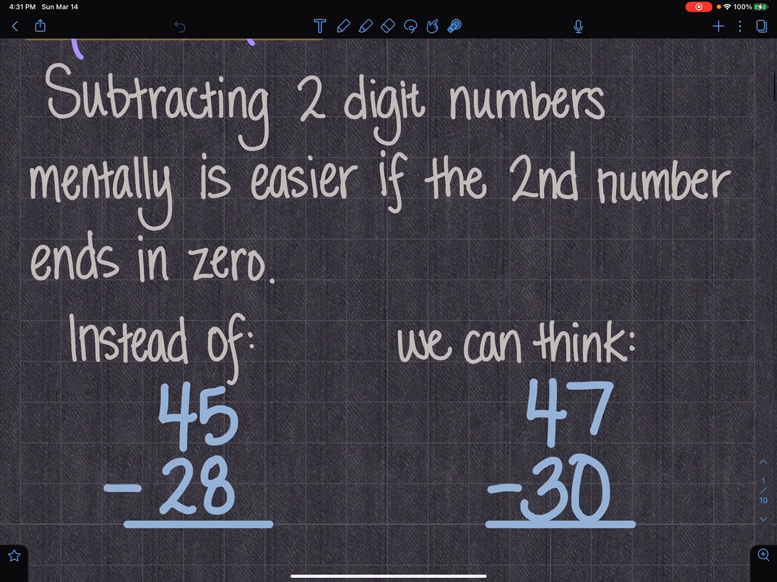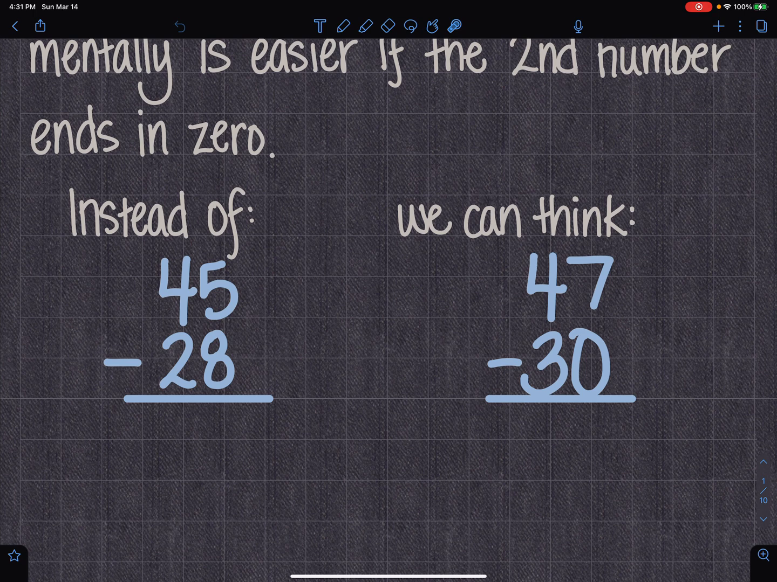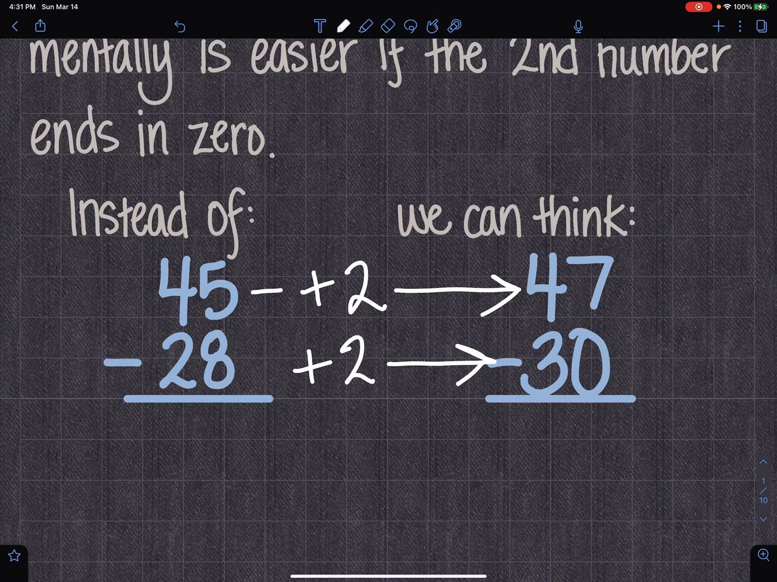So we're going to rewrite some of these problems so that the second number ends in 0. And they give us an example. So instead of this problem, 45 minus 28, you can think of this problem. Now, how did they get that? Well, it looks like they added 2 from 45 to 47, okay? And then here it looks like they also added 2 from 28 to 30. So they did the same thing, and as long as you do the same thing to both of the numbers, then it keeps the answer the same.